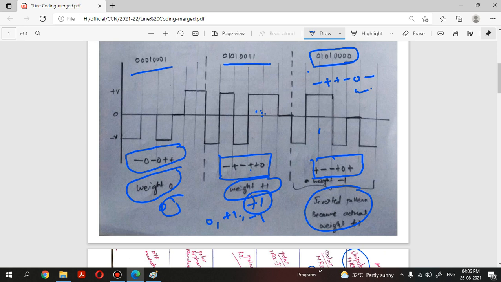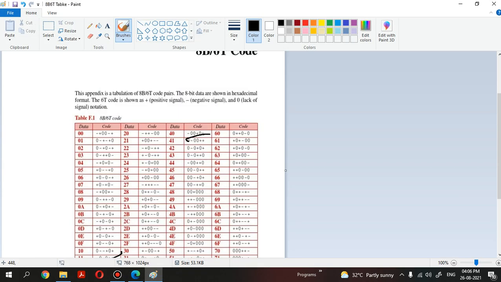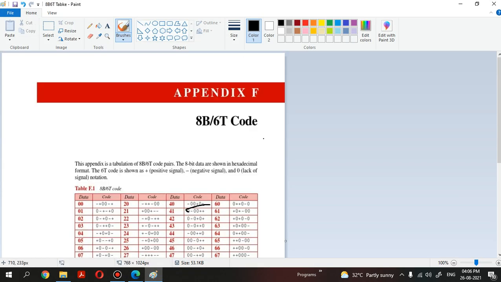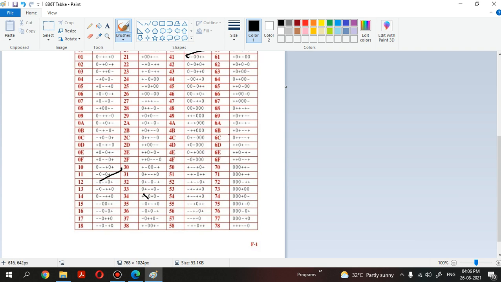So 3 plus and 2 minus gives a plus. Yes, so the inverted pattern should give minus 1, right? So that is the mechanism that needs to be followed in the case of 8B6T. This is the table of the 8B6T code. You can refer to all the possible inputs they have given. So this is how the line coding mechanism needs to be done, and we need to have voltage variation.